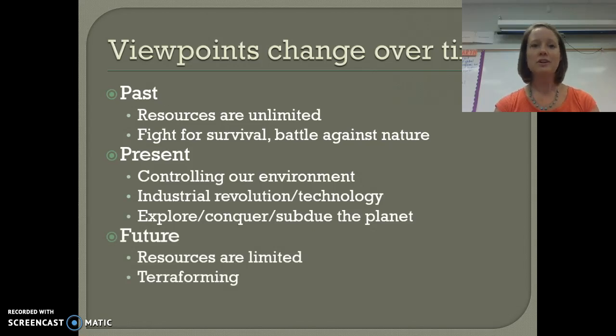In the future, what we've realized is that resources are going to be limited because we have conquered the earth and made it our own. We have been living in a way that is unsustainable. We are not ensuring our future generations have those same resources. In the future, we may have even more control. We're looking into terraforming. Terraforming is shaping a planet like Mars in a way that humans could survive.